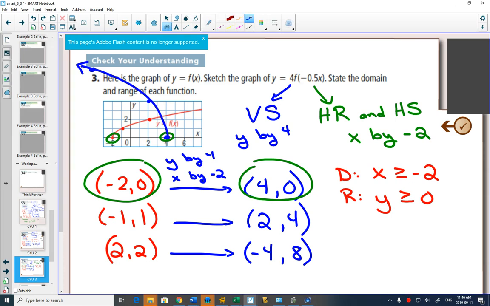For our blue graph, our domain, well, now it has no smallest value, but it goes up to 4. So x is less than or equal to 4. And our range has stayed the same. Y is bigger than or equal to 0.